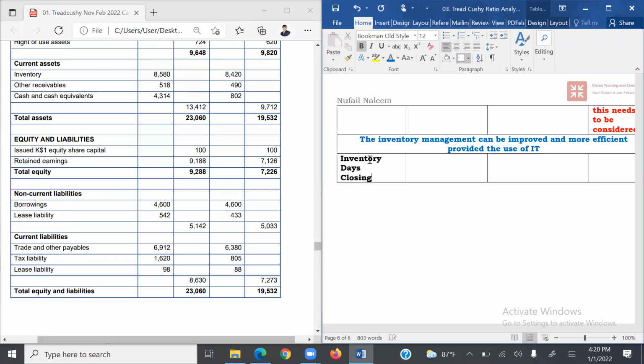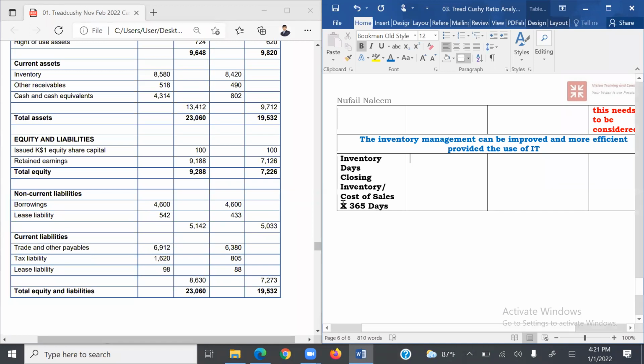What we generally do is closing inventory, because generally it's average inventory days, but for this purpose, let's take closing inventory divided by cost of sales into 365 days. Get that point of view, students. It is 365 days because it's inventory days. Can I quickly get a Y in the chat box if you are clear with that? Thank you very much, students.